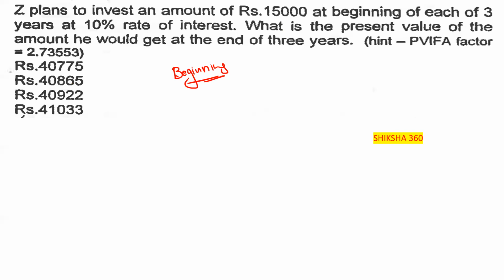Basically, in the annuity due, we have to deposit the amount at the beginning. So here we know that this is the question regarding the annuity due. Now we have to understand whether we have to calculate present value or future value. Now we will move toward the next question.